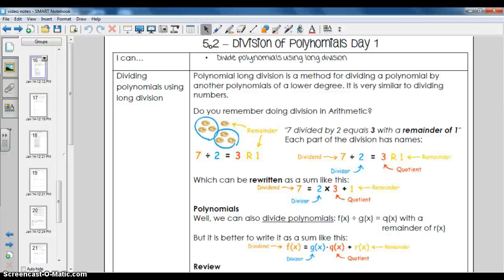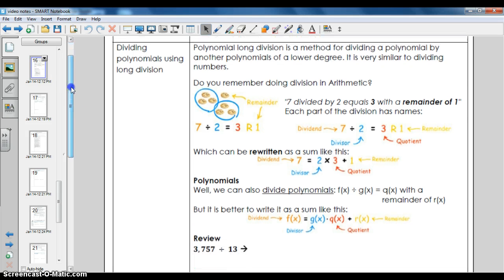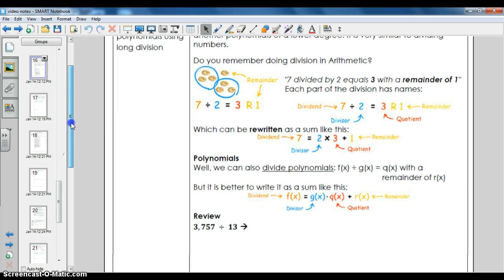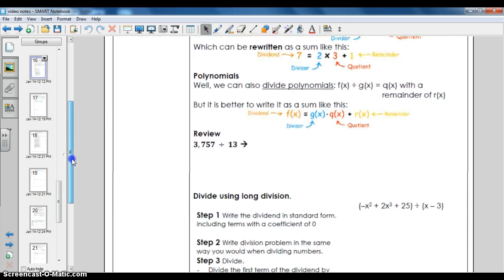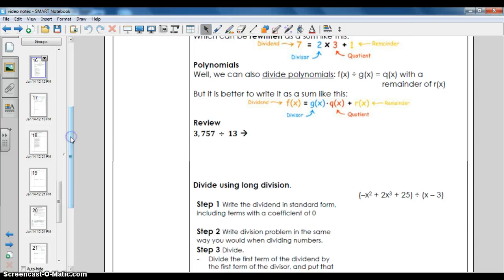All right, this is lesson 5.2, day 1. We are going to divide polynomials. So dividing, basically you know that this is the dividend, what it equals, the divisor, the quotient, the remainder. All those words should be review for you. So let's go ahead and take a look.